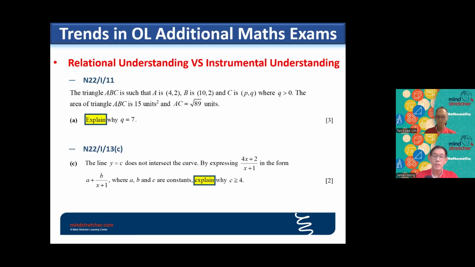Okay, so this will actually require relational understanding. So it's more than just instrumental. That means it's more than just knowing how to do your steps and calculate correctly. That is not enough. You still need to be able to explain and substantiate. This is the key thing to note, to let you better appreciate and understand what your child will be going through when they take additional math.